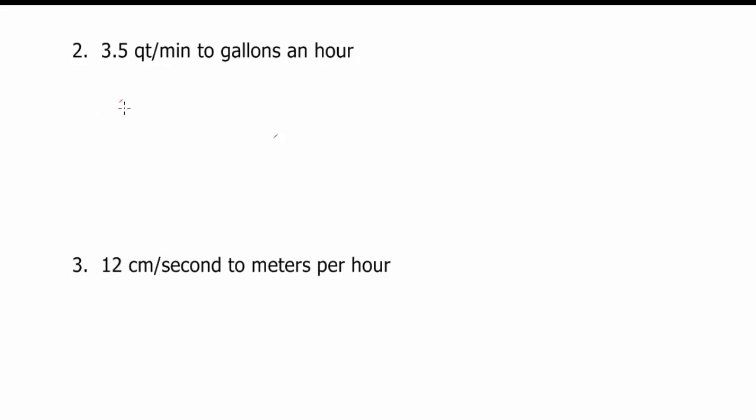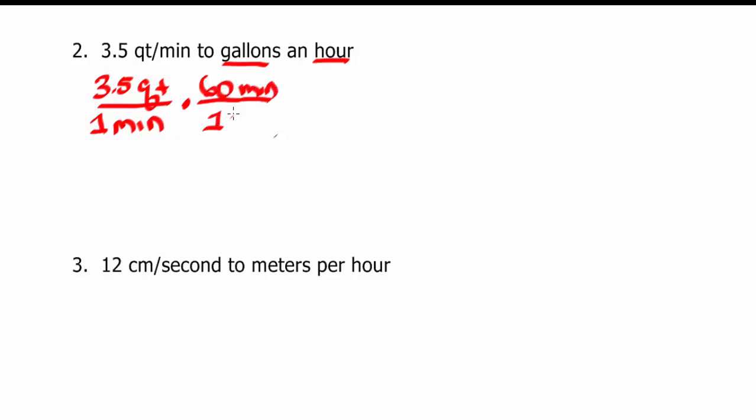Okay, number 2, 3.5 quarts a minute. And we want to try to get it to gallons an hour. So you can start with the minutes or the quarts. Let's do the minutes again. It does not matter. So we know there's 60 minutes in 1 hour. Okay, so that's why I put the 60 on the top, because we want the minutes to be across from each other. Now we have to do the quarts.